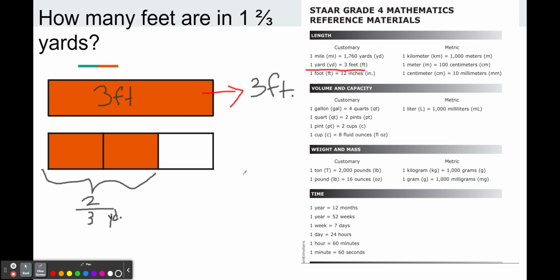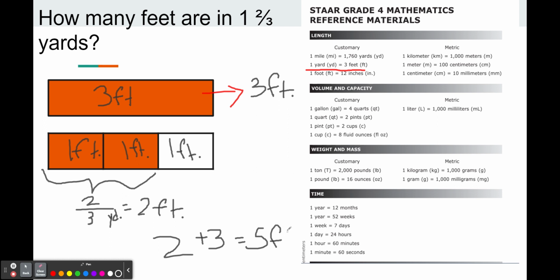Now, there are 3 feet in a yard. So that means if I were to take each of my yards, I would have 3 feet in 1 yard. So that means each one of these thirds represent 1 foot. So if I have 2/3 of a yard, that is going to be equal to 2 feet. So I have 3 feet from my 1 yard and then 2 feet from my 2/3 of a yard. So if I take 2 feet plus 3 feet, that's going to give me 5 feet. So how many feet are in 1 2/3 of a yard? 5 feet.